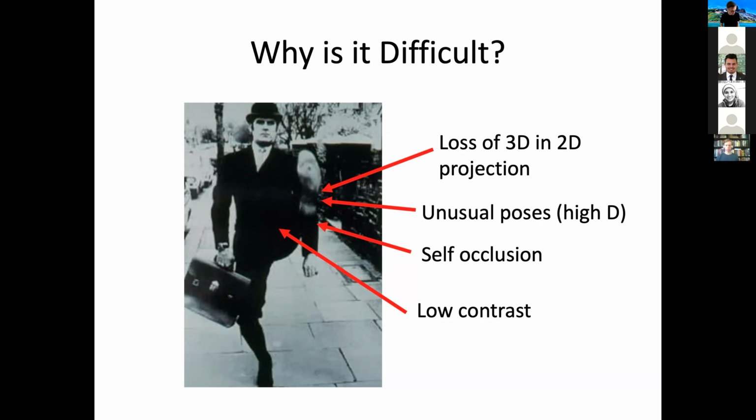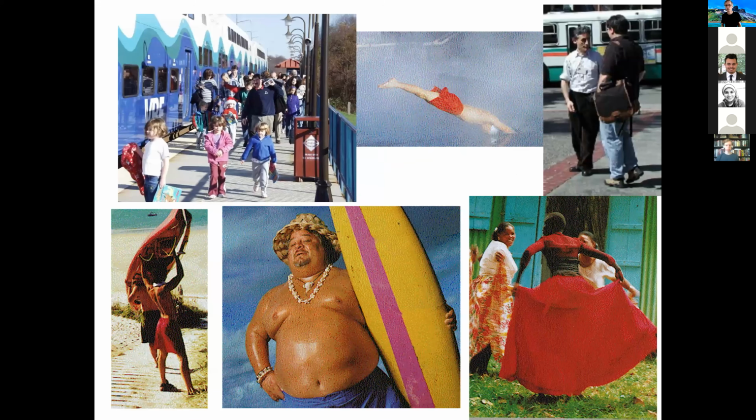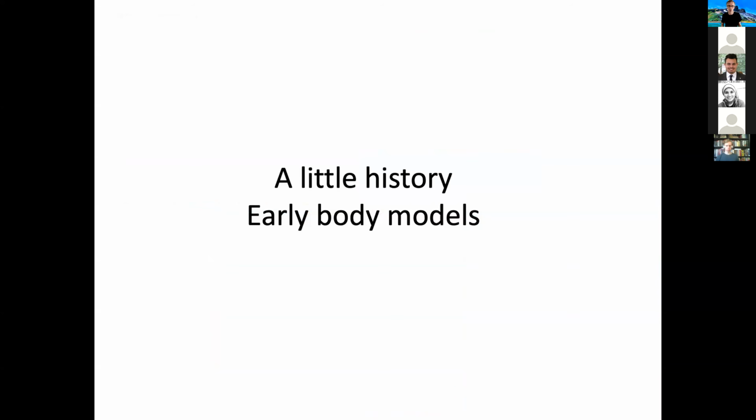People wear clothing that makes their contrast low and so on. People's body shape varies tremendously, from little children to sumo wrestlers, and people wear complex clothing. They stick their heads in kayaks and adopt all kinds of weird poses. So the problem of understanding humans and their behavior is rich and difficult.